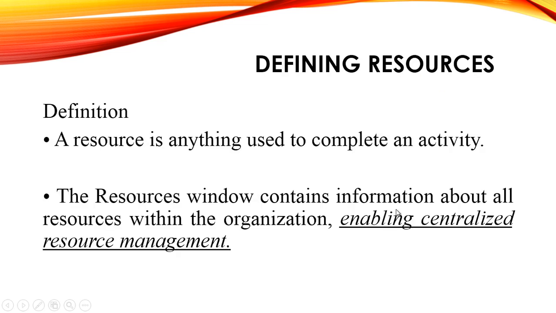So what is a resource? Definition: a resource is anything used to complete an activity. For example, to complete an activity we have to use resources like labor, material, or maybe machinery. The resources window contains information about all resources within the organization, enabling centralized resource management.